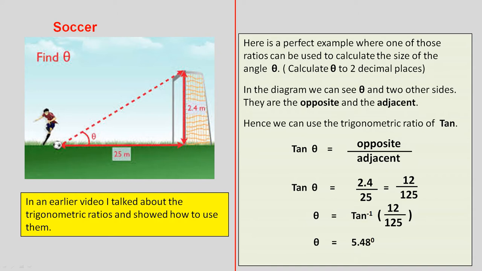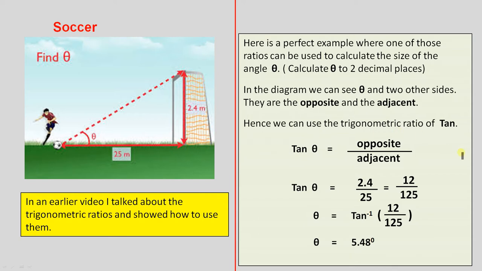In this video we will continue to show how to apply our mathematical knowledge in the area of problem solving. In an earlier video I talked about the trigonometric ratios and showed how to use them. Here we're going to apply our knowledge to a situation in soccer where we have a player here and we have the net, that's the goal there, and some distances. And our aim is to find the size of angle theta.